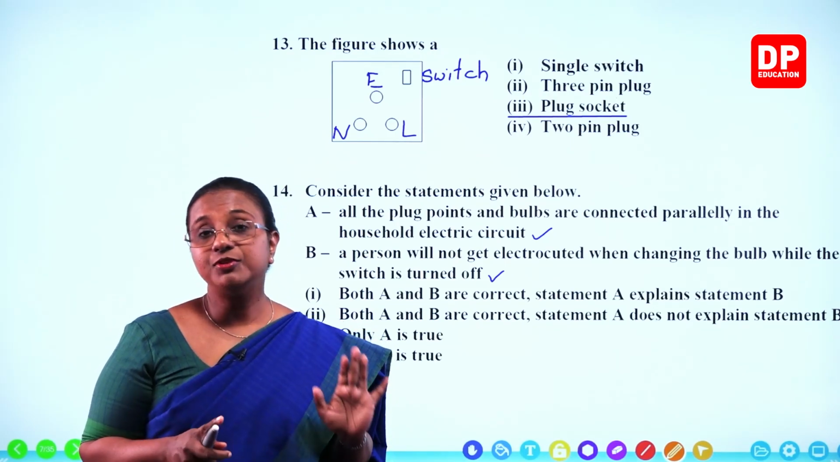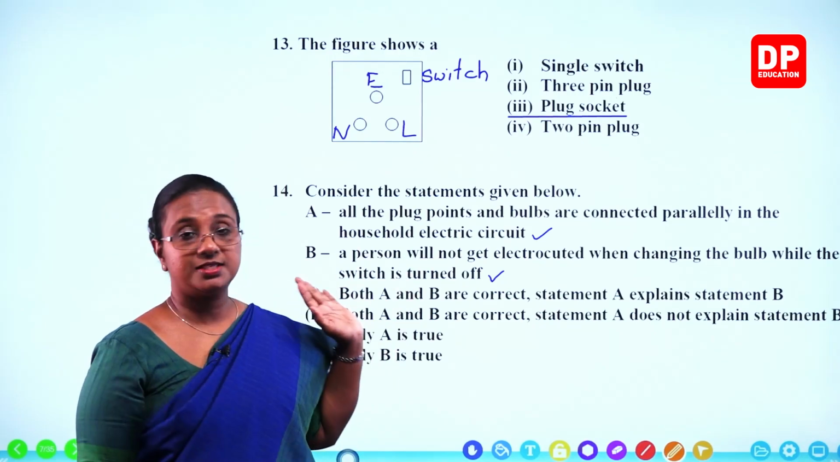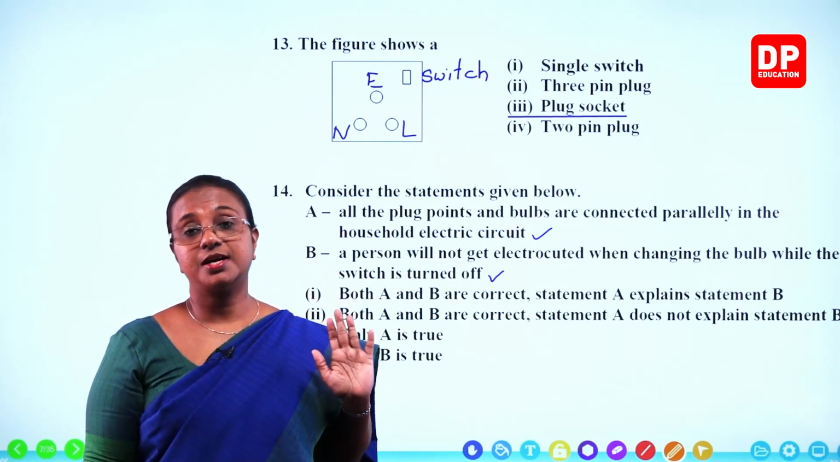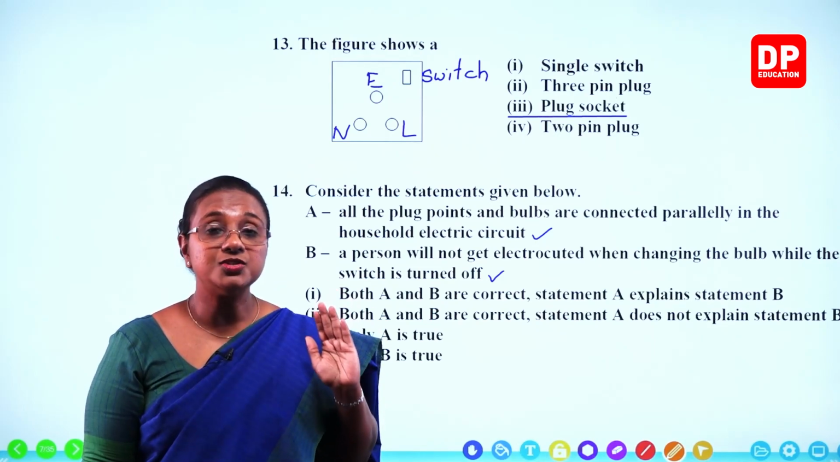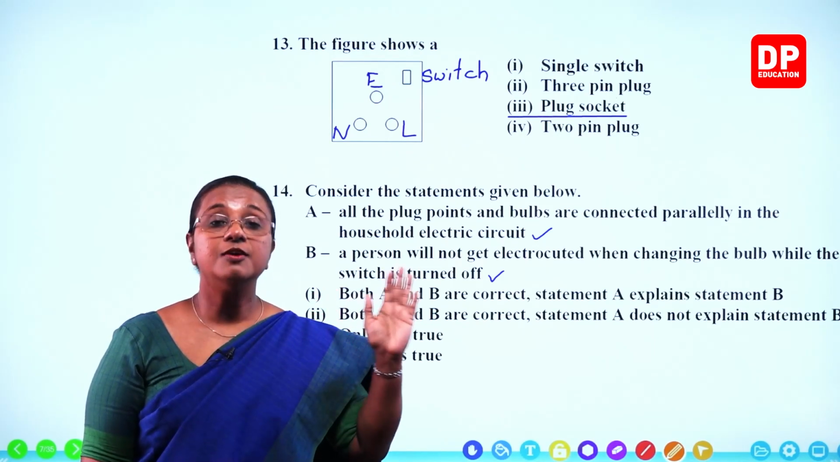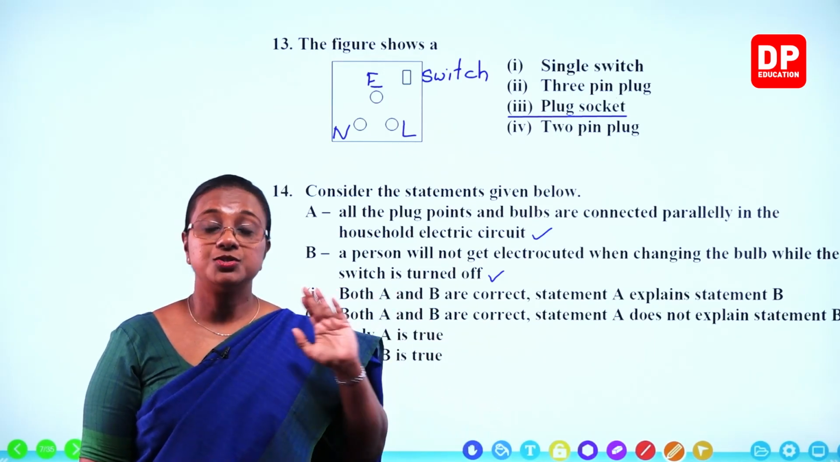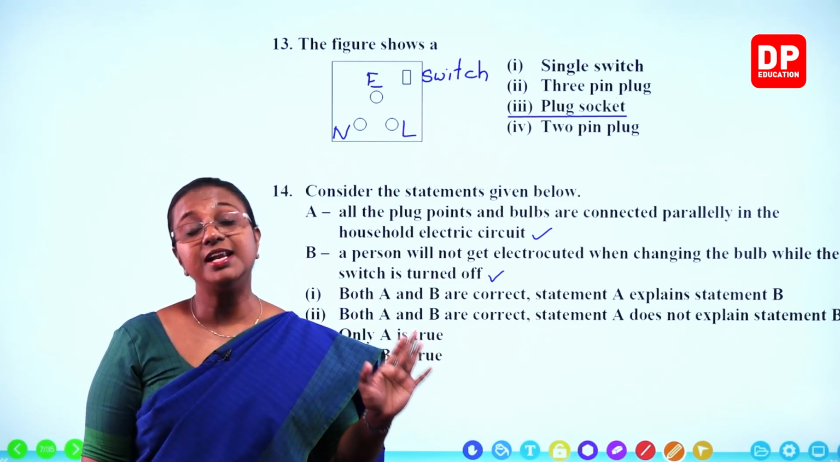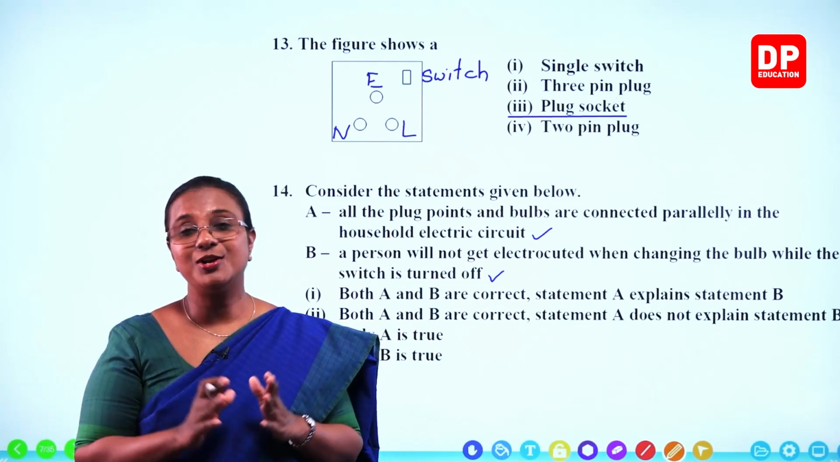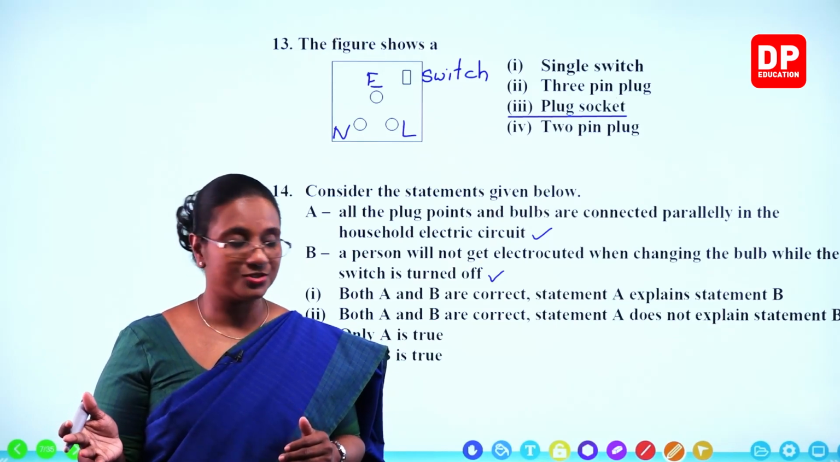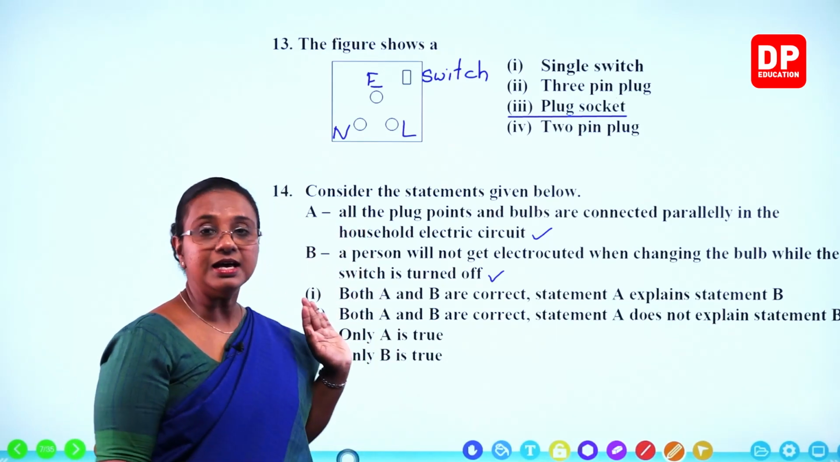But you all have to know that when the switch is turned on, because the switch is connected to the live wire, there is no electricity, no current flowing into the light bulb. So, because of that, you will not get electrocuted. I am sure you all know this by experience also. So, both statements are correct.